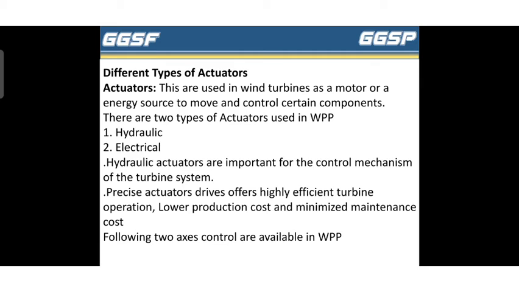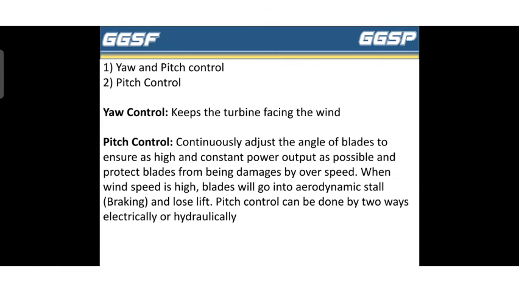The following two axis controls are available in a wind power plant: yaw and pitch control. Yaw control keeps the turbine facing the wind. Pitch control continuously adjusts the angle of the blades to ensure as high and constant a power output as possible and protect the blades from being damaged by overspeed.